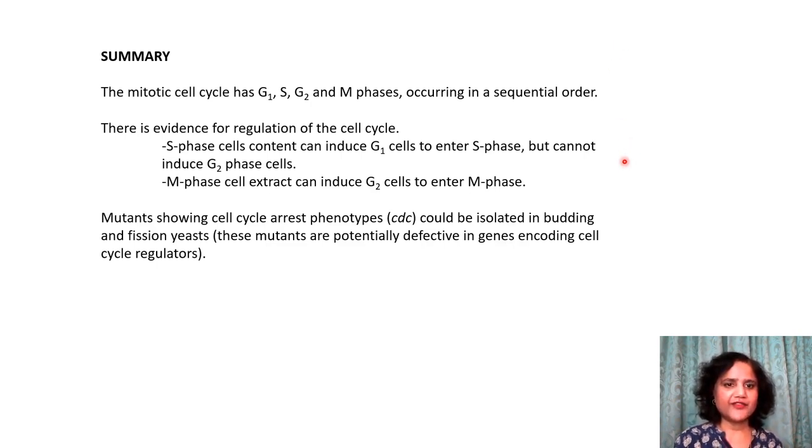It was found that S phase cell contents can induce G1 cells to enter S phase but cannot induce G2 cells. M phase extract can induce G2 cells to enter into M phase. In addition, mutants that were showing cell cycle arrest phenotypes, that is the cell division cycle mutants or CDC mutants, could be isolated from budding and fission yeast. And these mutants are potentially defective in genes encoding key cell cycle regulators.